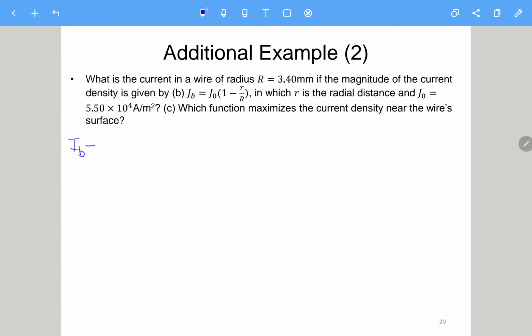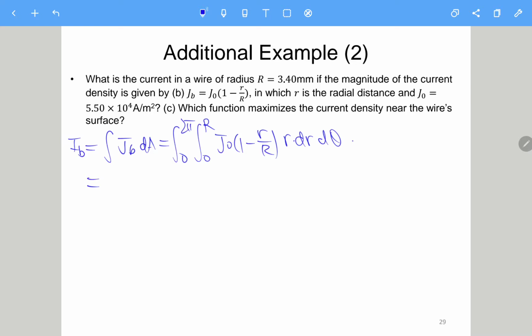Okay, so it will be IB equals JB dA, and then we can just plug in this one here, J0 times 1 minus r over capital R. And then dA is the same case, r dr d theta. We also integrate from 0 to capital R for dr, and then 0 to 2 pi for d theta.